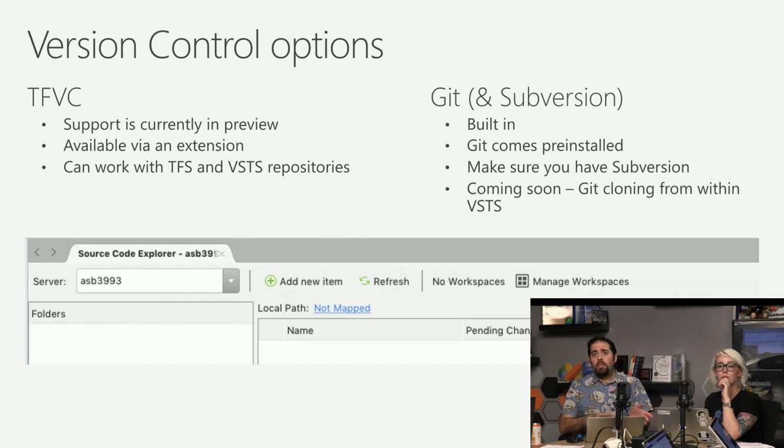And now let's move over to Git and Subversion. Those are both actually built into Visual Studio for Mac, the support there. The version control menu item in the menu bar is going to be a best friend when you're working with these.